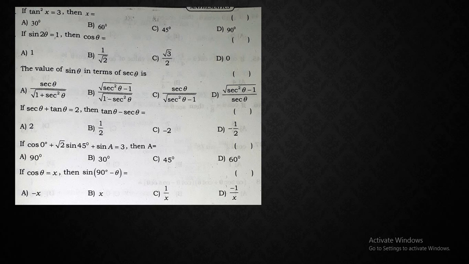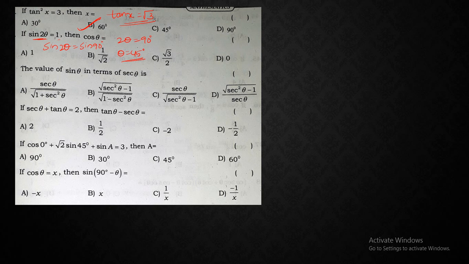So tan square x is equal to 3. So tan square x is equal to 3 means tan x is equal to root 3. So where will you get tan x is equal to root 3? At 60 degrees, right? So next, sin 2 theta is equal to 1. So where will you get one value for theta? So 1 is nothing but sin 90 degrees. So on comparison, what we can say, 2 theta is equal to 90 degrees, theta is equal to 45.